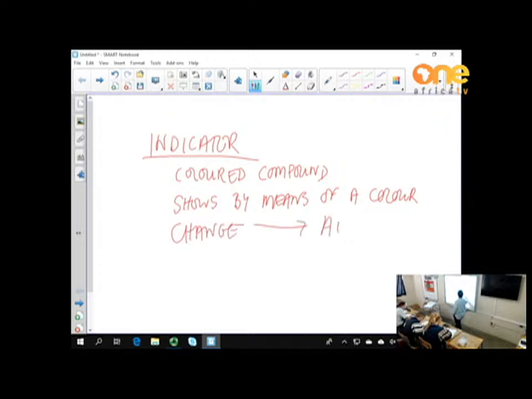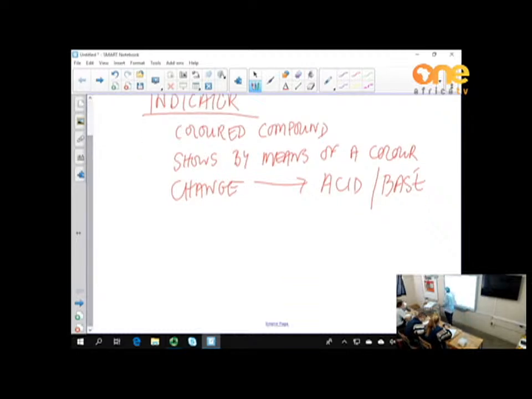Whether you have an acid or a base. With me. What are the most common indicators that we work with? Well, the first one you started off in grade 7 with is litmus. Then we work in general with bromothymol blue.